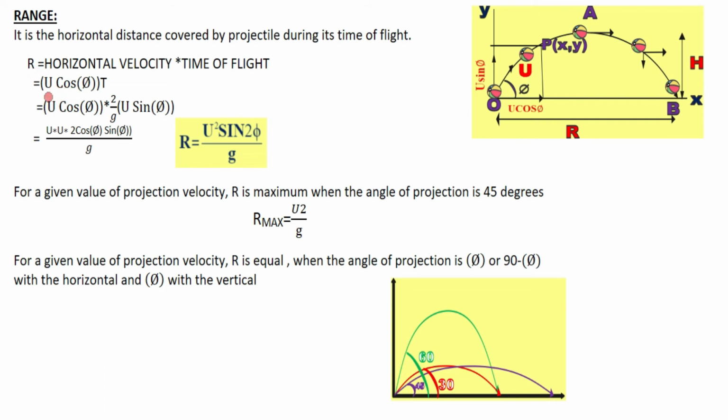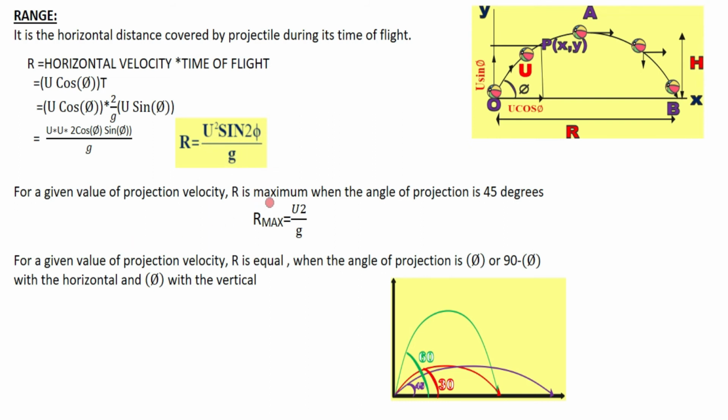Range R is equal to u cos phi into t, where t is time of flight, and we know the formula for time of flight as 2u sin phi by g. If I substitute 2u sin phi by g instead of t, then I'll get u cos phi into 2u sin phi by g. Okay, so this u, I'll bring this side, that is u into 2 cos phi and sin phi by g. We know that 2 sin phi cos phi will be sin 2 phi, and u into u will become u square. So the formula for range is R is equal to u square sin 2 phi by g.